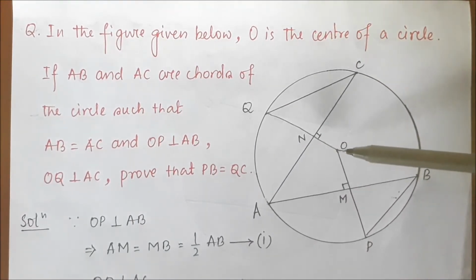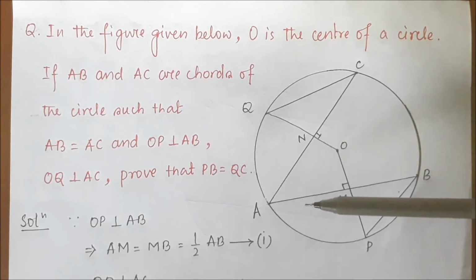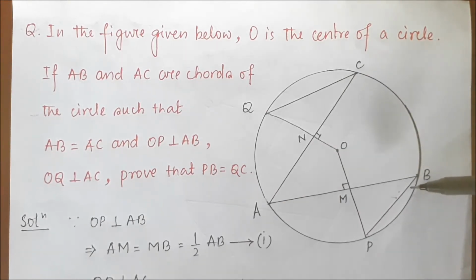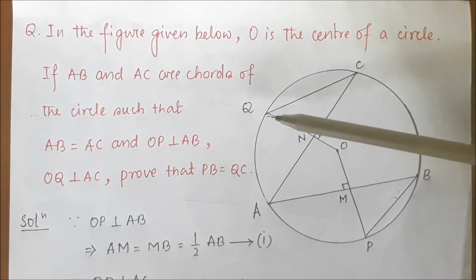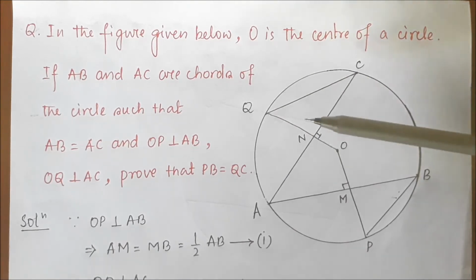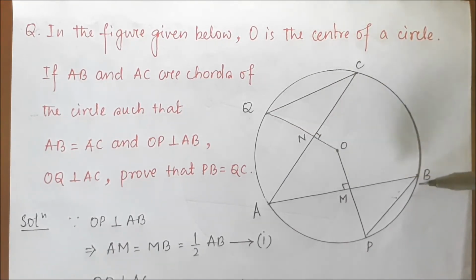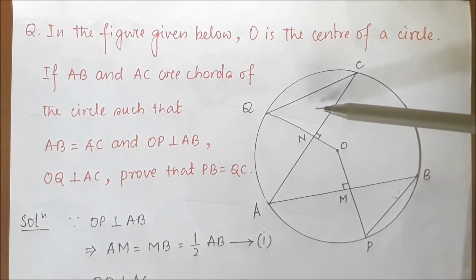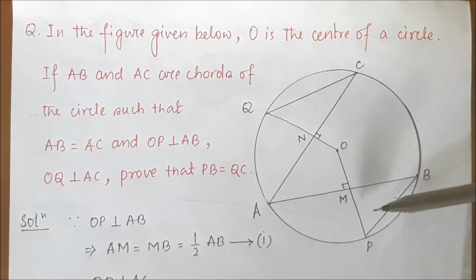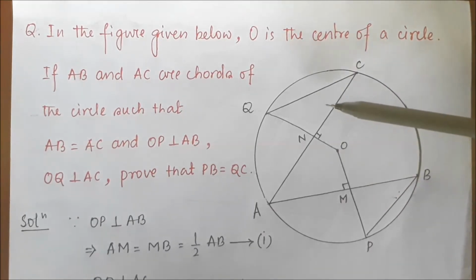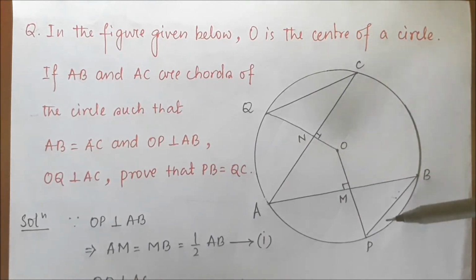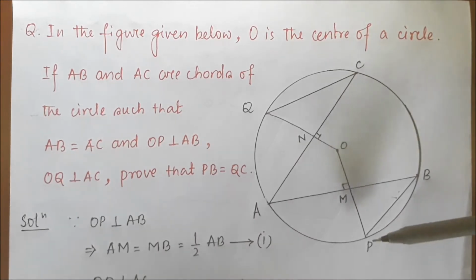Now, this is a circle with center O. AB and AC are two chords given which are equal in length. OP is perpendicular to AB and OQ is perpendicular to AC. So, we need to prove that QC is equal to PB. Now, to prove that, we consider these two triangles and prove these two are congruent to each other. Once we prove these two are congruent, then by CPCT we come to the conclusion that PB equals QC.